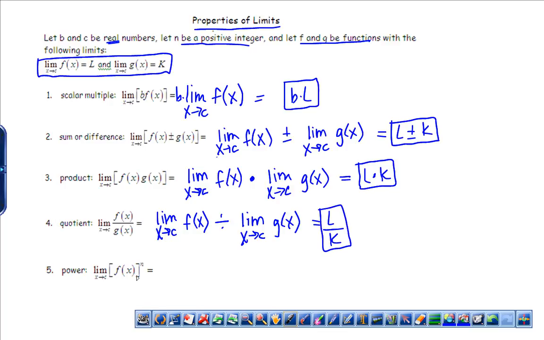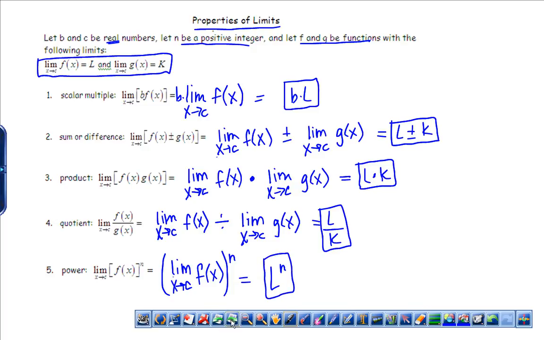And a power rule means that you have an exponent. So I'm going to say the limit as x approaches c of f of x. And I can't really write this any different. This is still raised to the nth power. But I can say this inside here is the same thing as saying L, and now this is raised to a power.